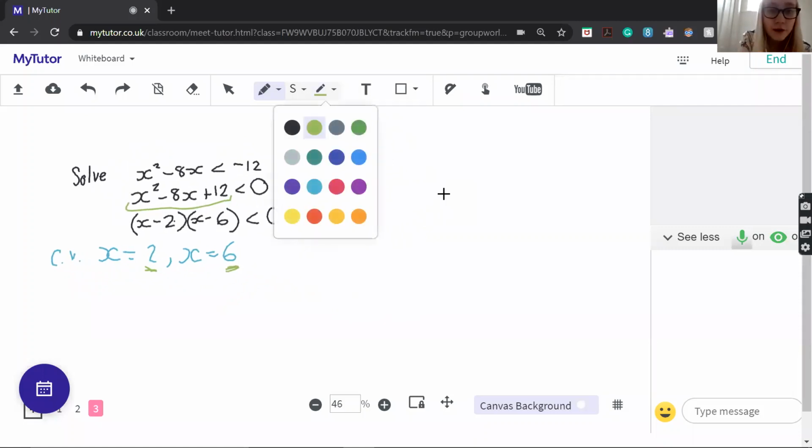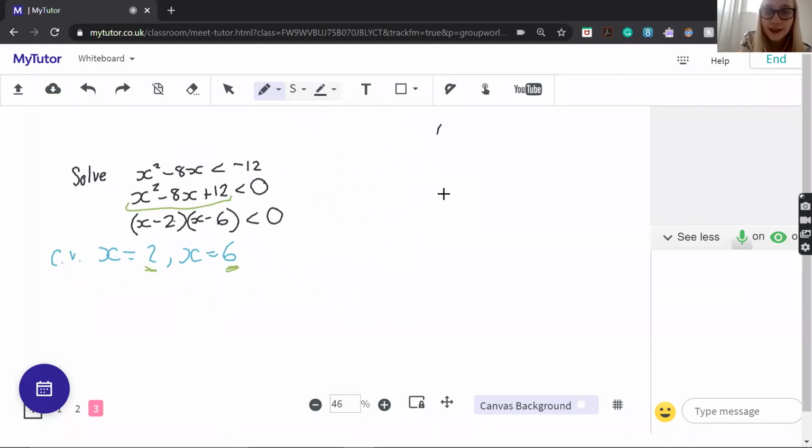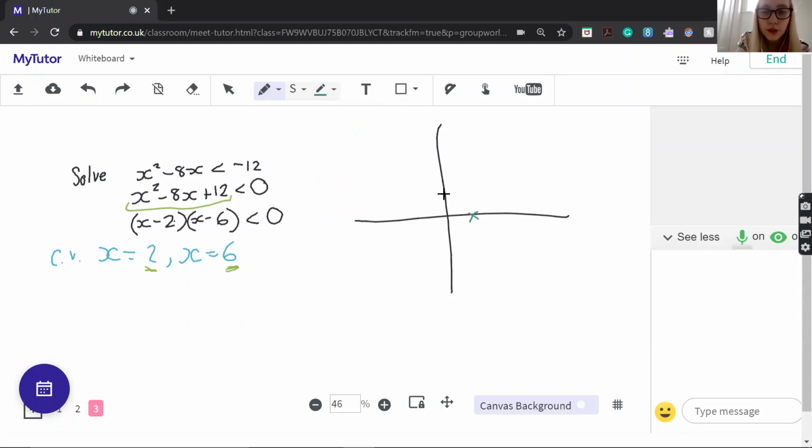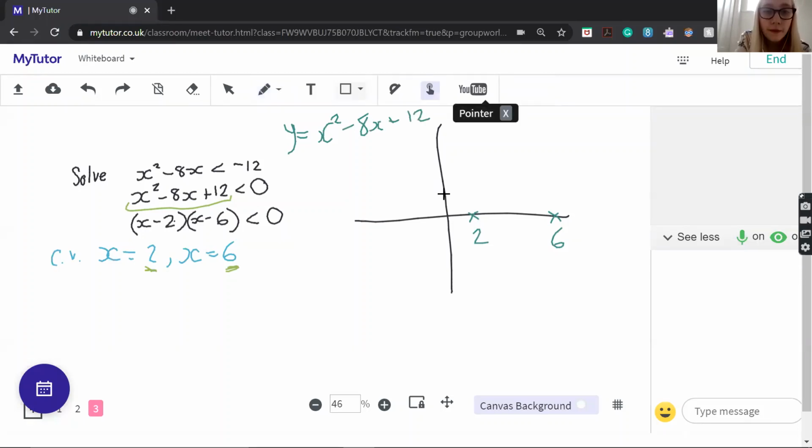If you don't understand the reasoning, just kind of know how to do it. So here's a graph. I'm going to pop on the points 2 and 6 here. And because the curve that we're going to draw is y equals this lovely quadratic, the points where this equals 0 are the points where y equals 0. That's what this means. When this is 0, this is 0. That's what an equation is.